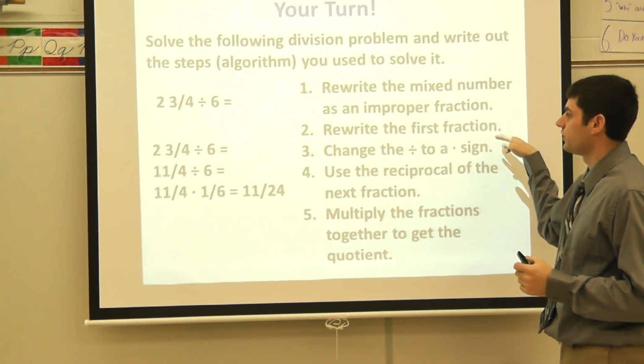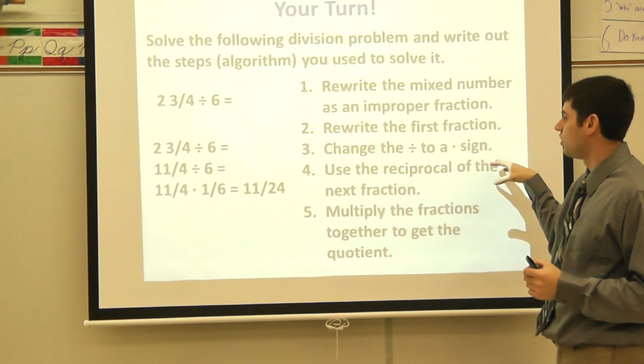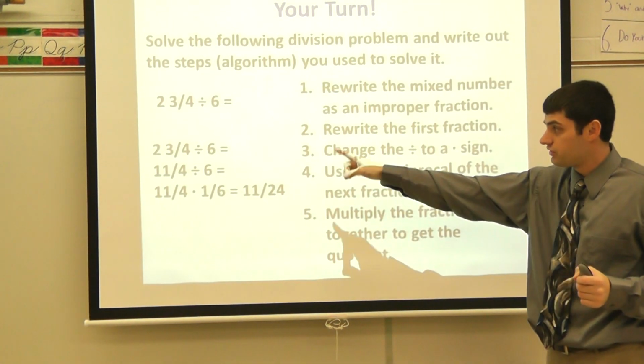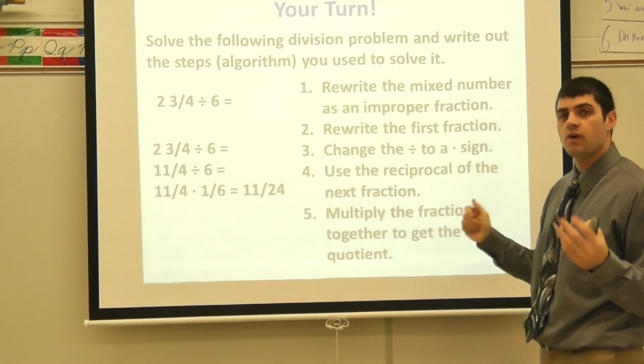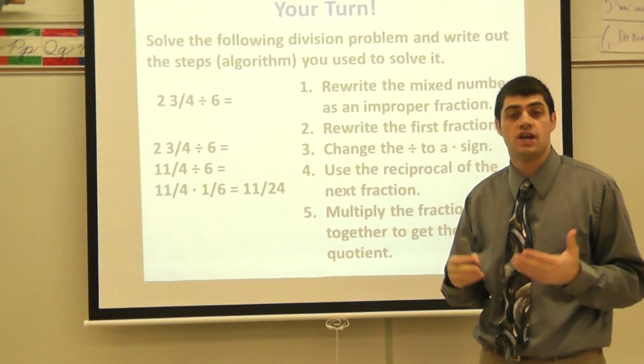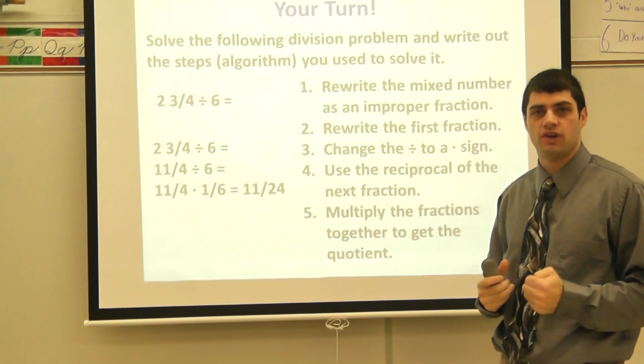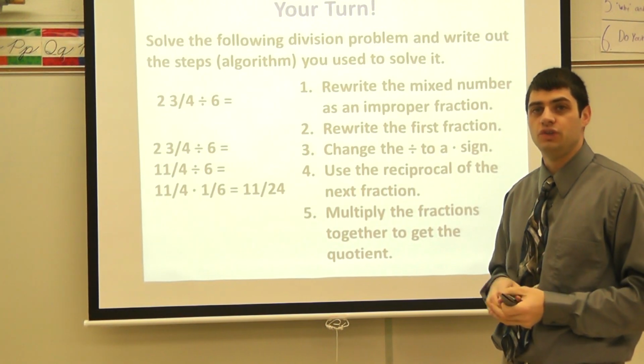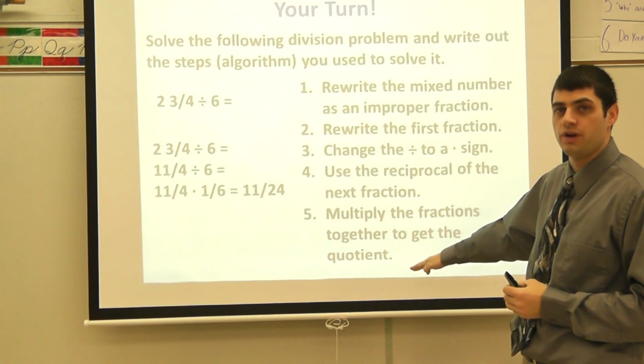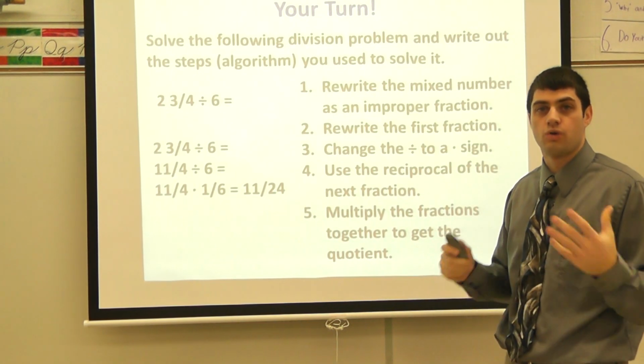We're still rewriting the first fraction. We're still changing it to a multiplication problem. We're still using the reciprocal of the second fraction. And we're still multiplying our fractions together to get our quotient. So again, when attacking any type of division problem involving fractions, you can follow these simple rules up here and you'll be able to find your quotient.